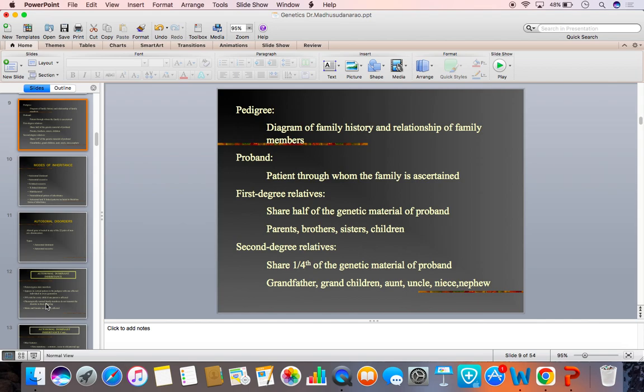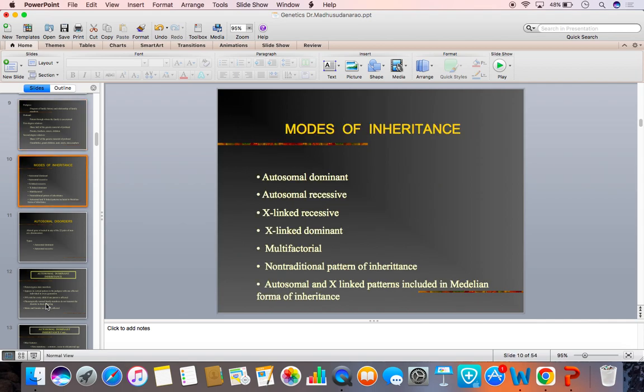Second degree relatives are those, that is, grandfather, grandchildren, aunt, uncle, niece, nephew, etc. They inherit 1/4 of the genetic material of the proband. Then coming to the modes of inheritance. They are divided into autosomal dominant, autosomal recessive, X-linked recessive, X-linked dominant, multifactorial, and non-traditional patterns of inheritance.